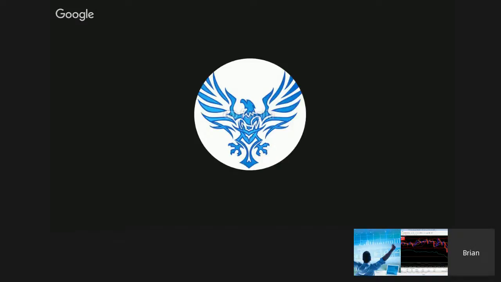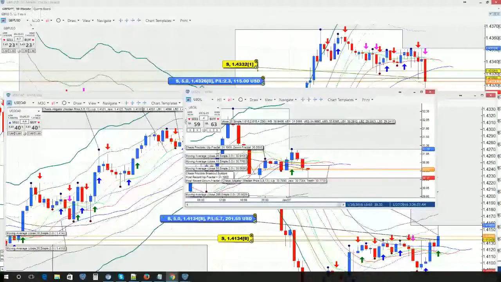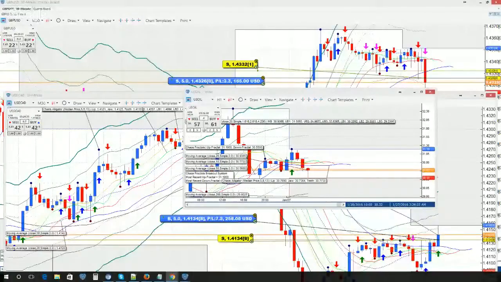I've had a couple of trades today, a couple on the Aussie dollar, and I've had a couple on the pound too, cable as well.